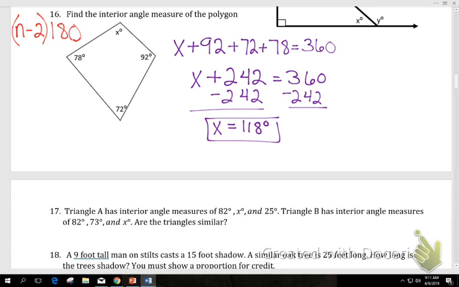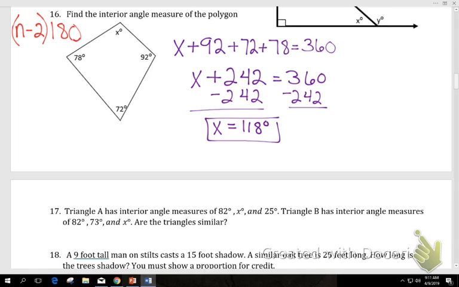All right, does everybody understand how to find the sum? Because that number, the 360, it might not be the sum on your end of course exam. You might have a 6-sided figure. Are you going to know how to find the sum? Use your formula, okay? All right, so let's go down to number 17.